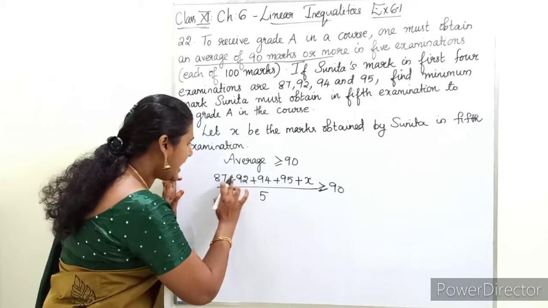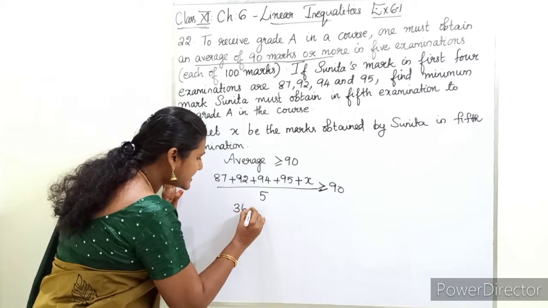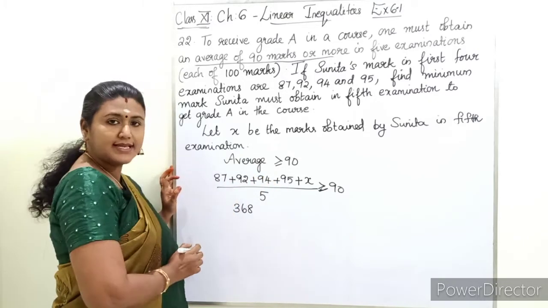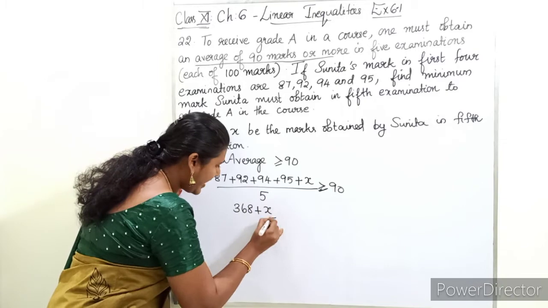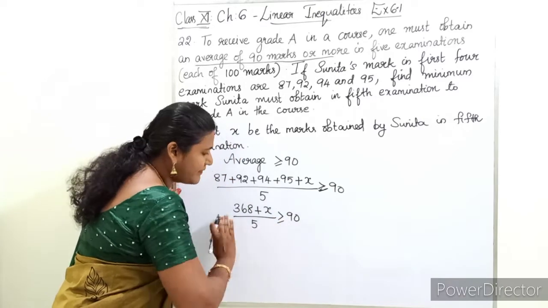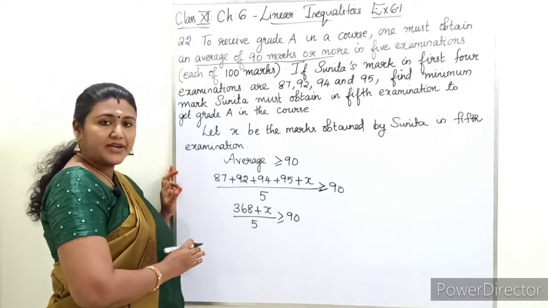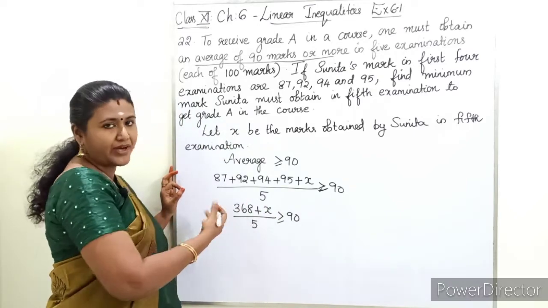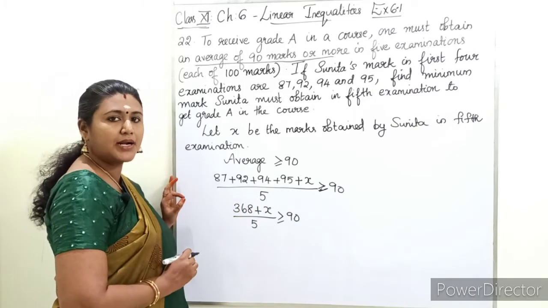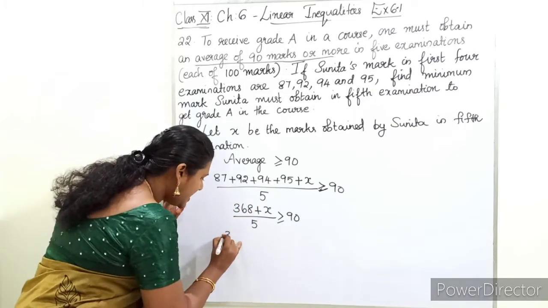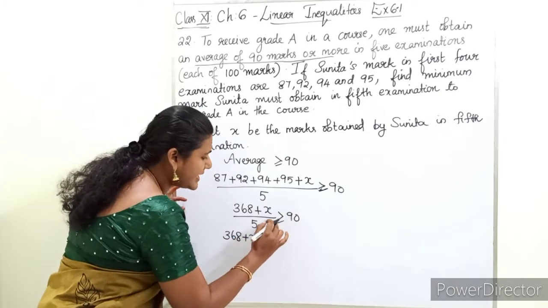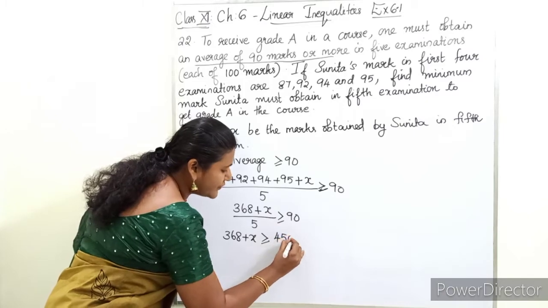So here when we add all these 4 numbers, you will get 368. So (368 plus X) divided by 5 is greater than or equal to 90. Now we will multiply the inequality by 5 so that the denominator 5 will get cancelled. On both sides of the inequality we are going to multiply by 5. So 368 plus X is greater than or equal to 90 into 5, which is 450.